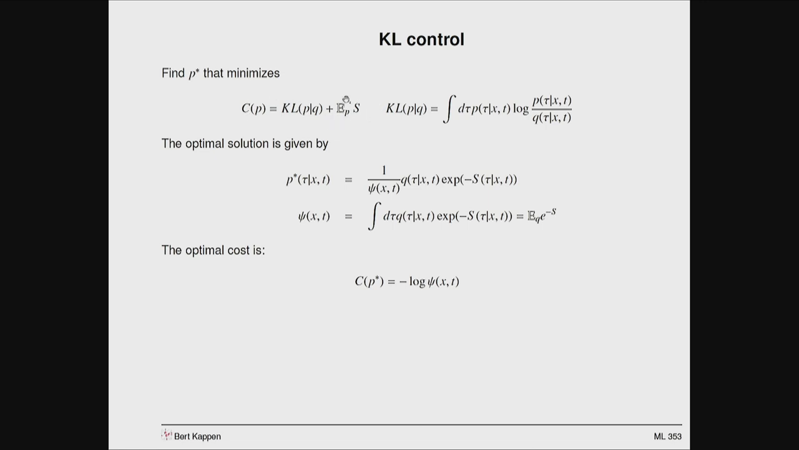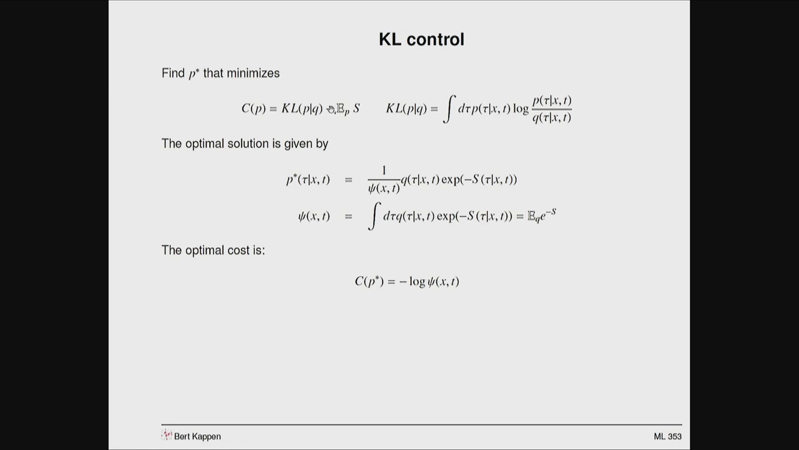One is the expected S, and the other one is the KL divergence. This is the distance between P and Q, right? Where the KL divergence is the P log P over Q, and where the stochastic variable is the trajectory itself, right? So we have the sum of all trajectories. This is this KL divergence.